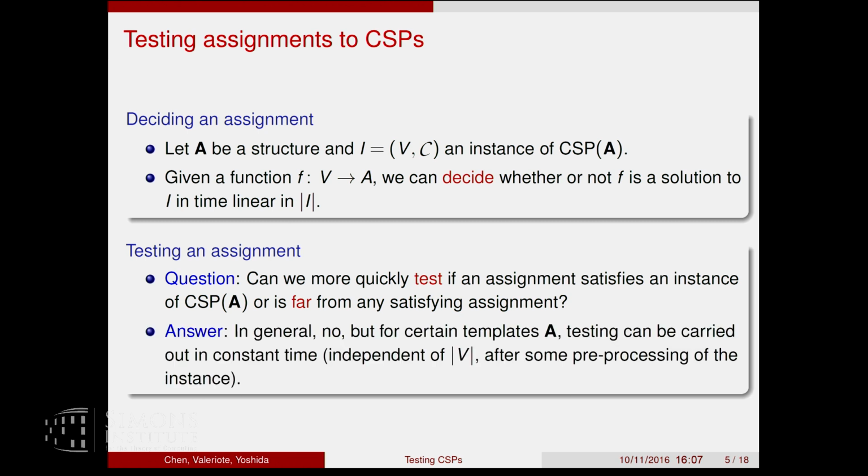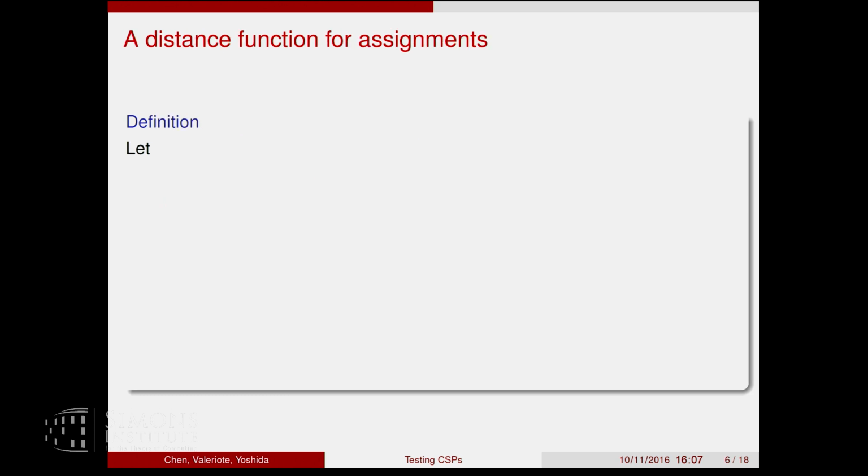Now, in general, the best we could do would be essentially to read every single value here and then check whether it's a satisfying assignment or not. But for certain special templates, we can quickly test whether something's far from an assignment or is an assignment, as we'll see. So are you willing to use randomness? Yes, we're going to relax. We won't be certain. A probabilistic algorithm that, with high probability, will be able to distinguish between a function that is satisfying versus far from being satisfying.